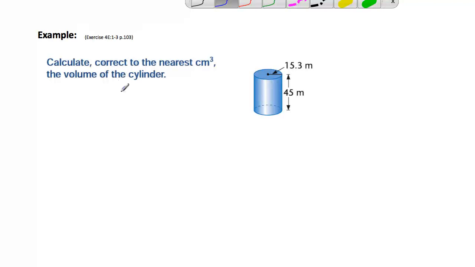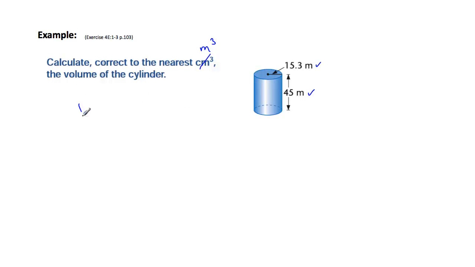So let's take an example of how we can actually work out the volume of a cylinder. One thing we need to notice first of all is that these are in meters. Now, there is a mistake in this question which you need to change in your booklet. It says calculate correct to the nearest centimetre cube. Now, what we need to do is to cross that out, and we're going to change this to the nearest metre cube or cubic metre. So let's see how we do it.